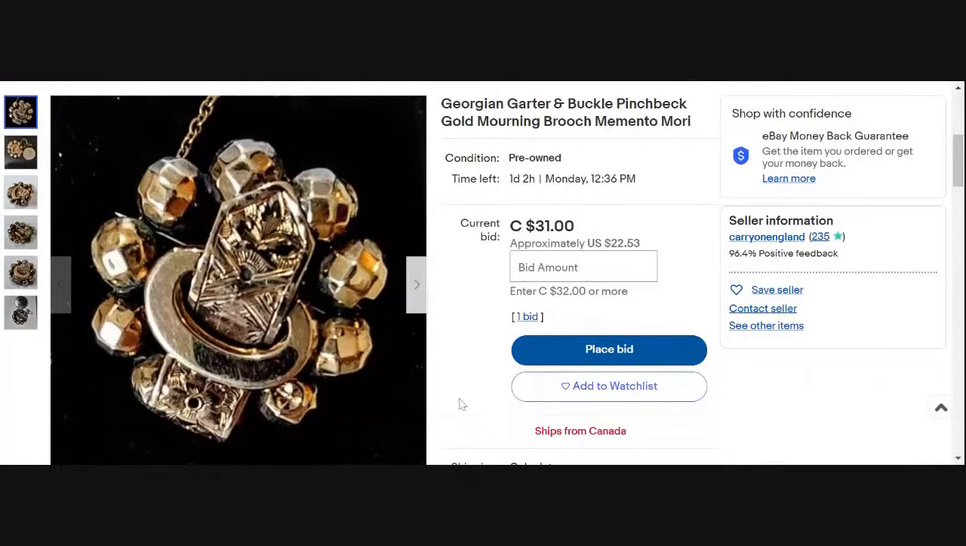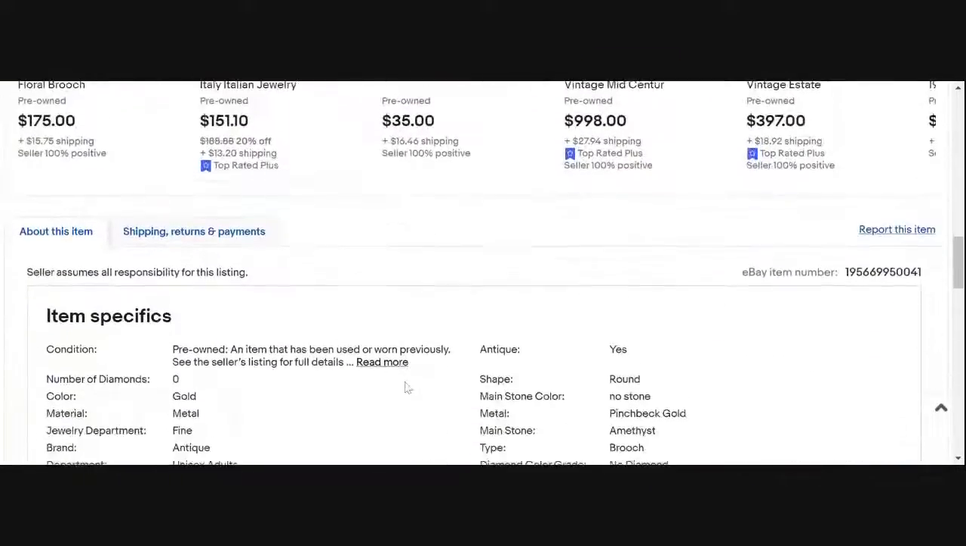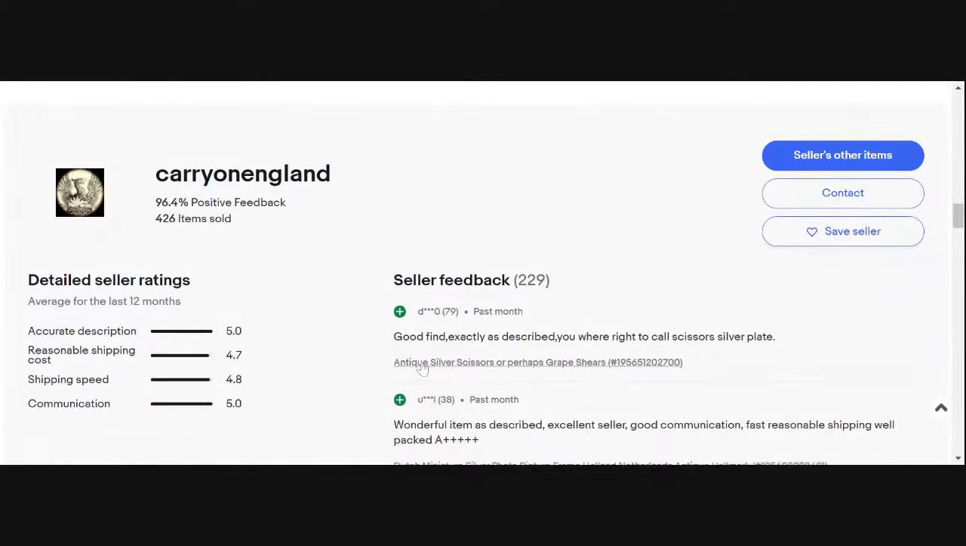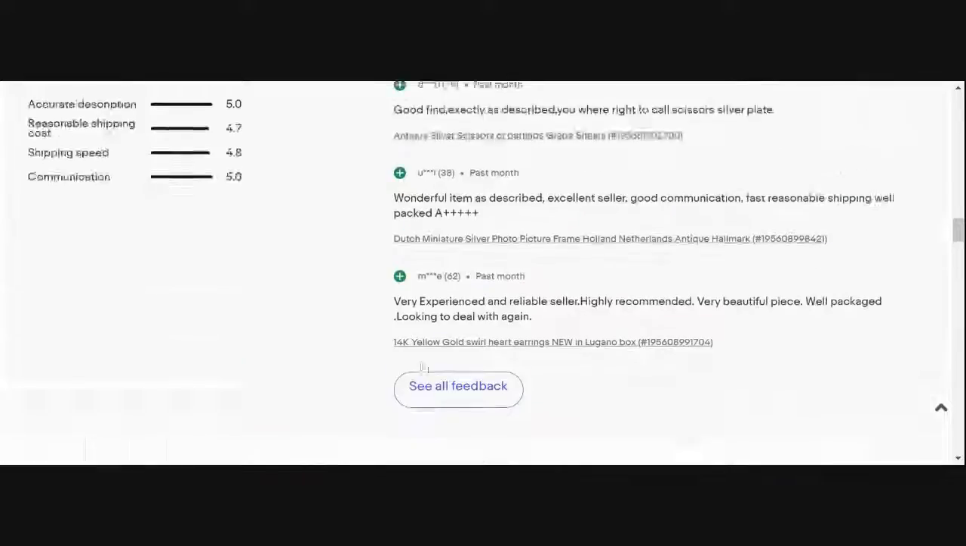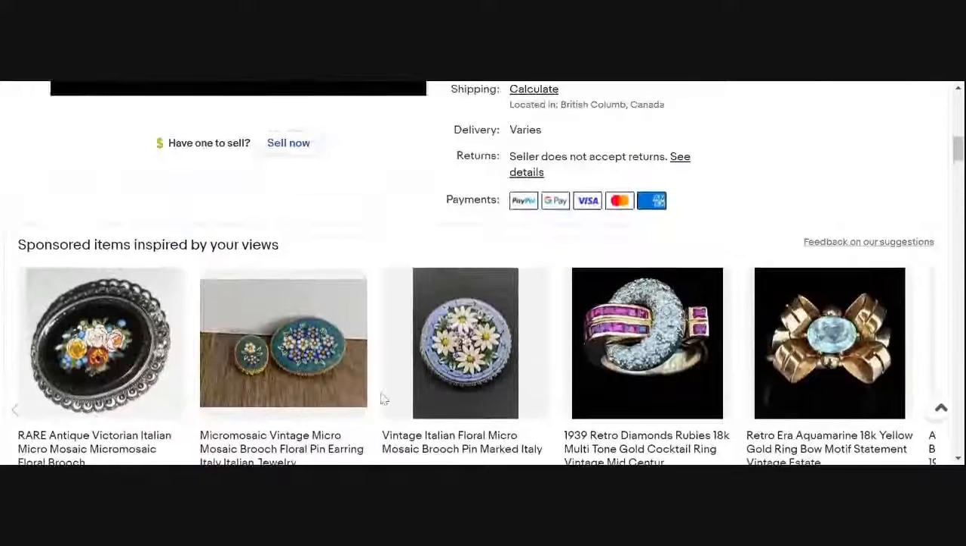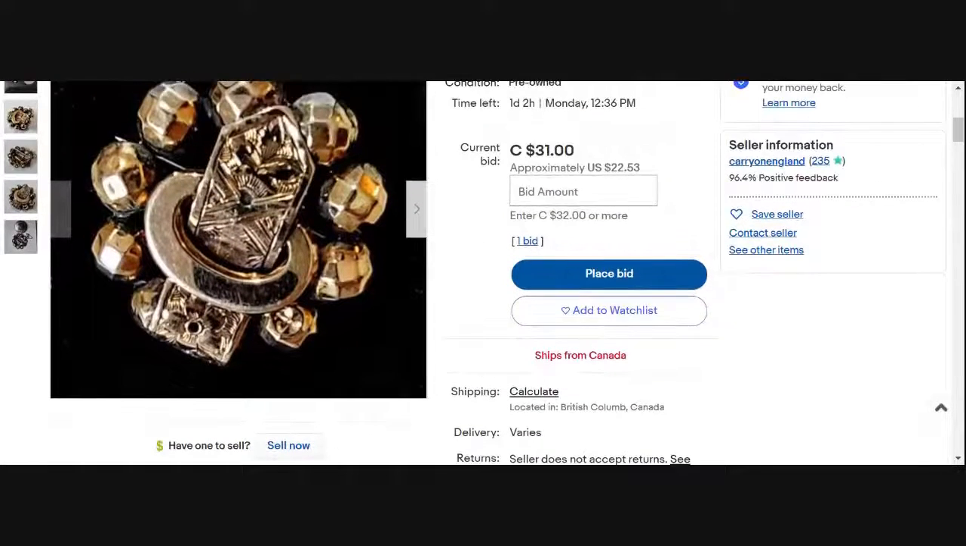So it is an auction with 1 day, 2 hours left. The current high bid is $31. And let's figure out who the seller is so that you can find them. Carry On England, which suggests to me they may be shipping from England. Good news is that my packages from England have been coming within like 2 weeks to Canada, which is amazing. So, oh, it ships from Canada, even though it's Carry On England. There we go. Good news for Canadians in the audience.